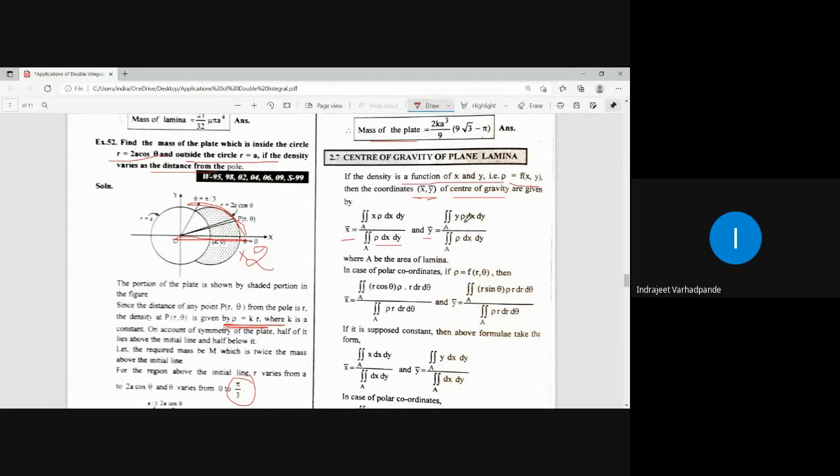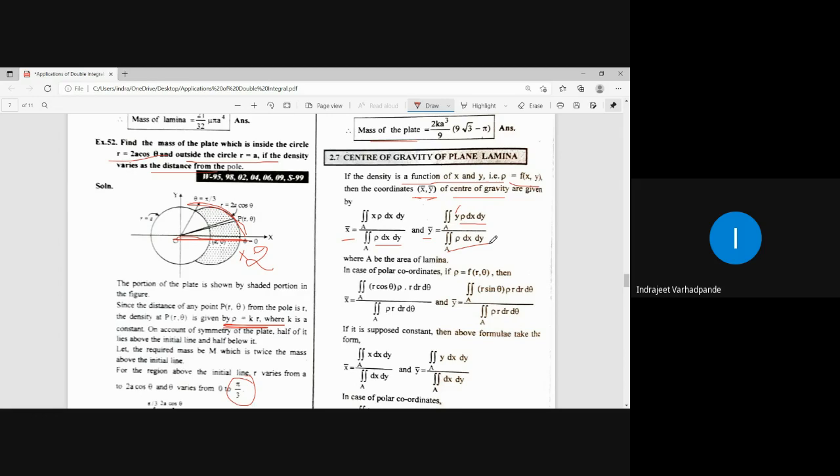For y bar, the numerator will be rho dx dy multiplied by y, and in the denominator it is the same, the double integral over A of rho dx dy. What is this A? A is nothing but the area of the lamina. So for the Cartesian coordinate system, whenever you need to calculate the coordinates of the center of gravity, x bar will be given by this formula, y bar will be given by this formula.